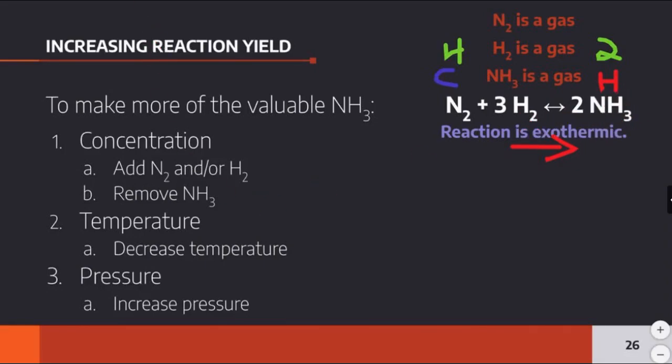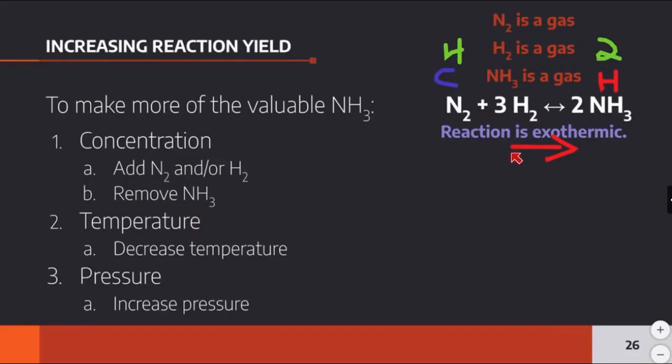The second thing that we could do is remove NH3. As soon as it makes NH3, we take it out immediately. Here's why. If we take out the NH3, we're decreasing the concentration of NH3, which means Le Chatelier's will try to increase the concentration of NH3. How does it increase it? By shifting toward it, shifting to the right. And so it'll then make more NH3. For every bit we take out, the reaction shifts to try to make more of it. And so decreasing our concentration of NH3 would also end up making more of our valuable NH3 from our cheap N2 and cheap H2.